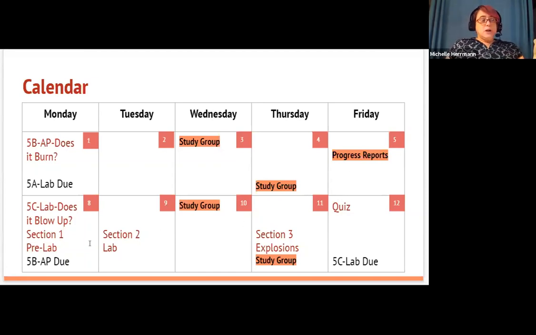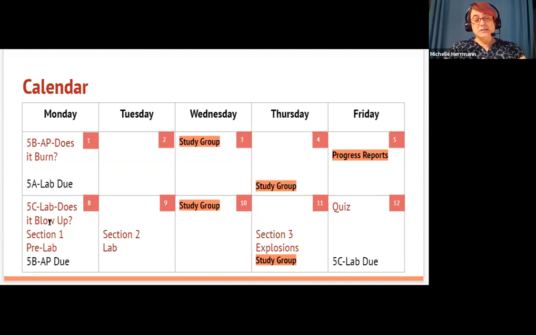Also, next week, we're starting a new assignment. This is going to be a lab. It's called Does It Blow Up? Yes, we are going to take a look at reactions that create gases. And if you create a large amount of gas in a very short amount of time, we get to call that an explosion. We're going to do a lab next week where we blow something up. Yes, you might remember in your kit, you got a balloon, and we're going to blow up that balloon.